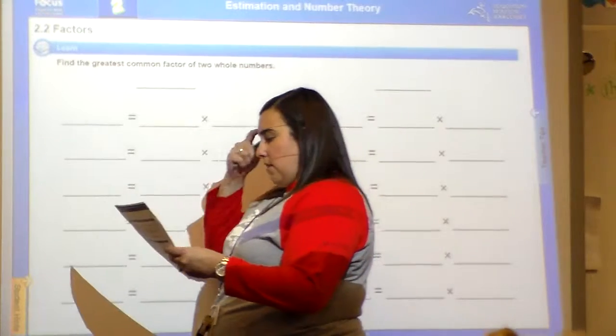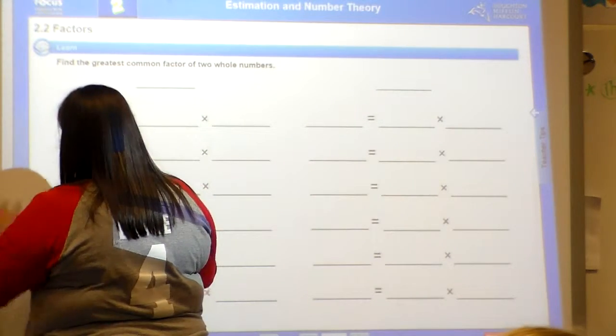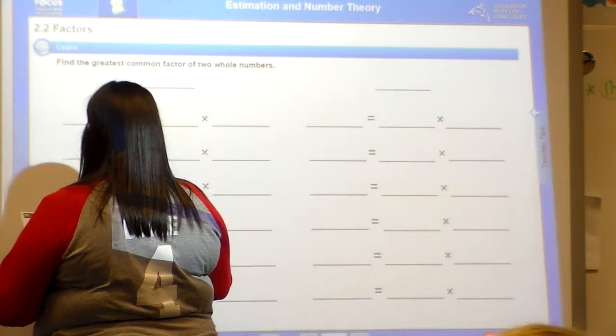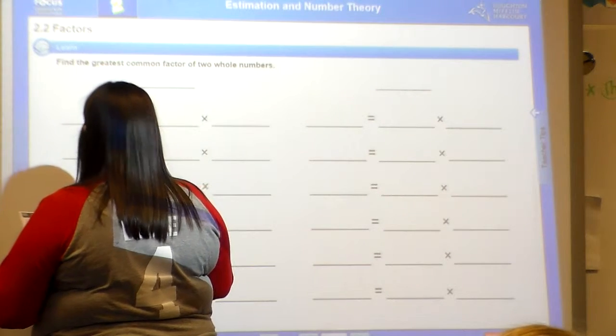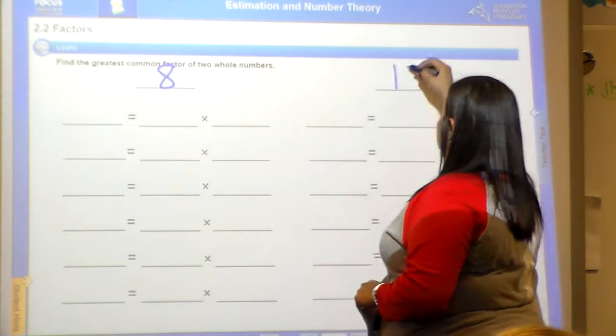All right, find me the greatest common factors of 8 and 16.